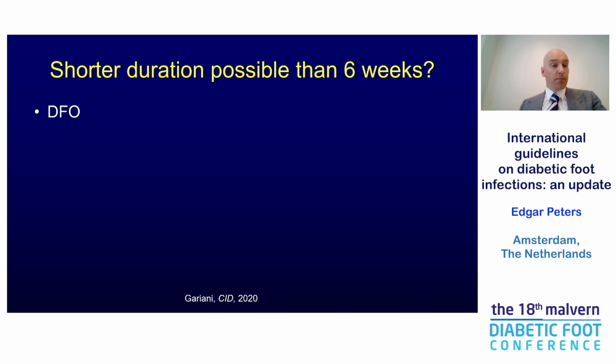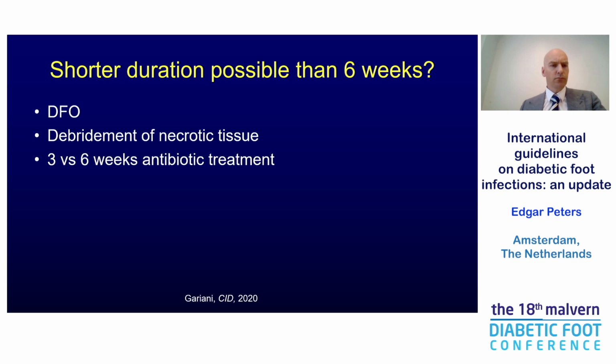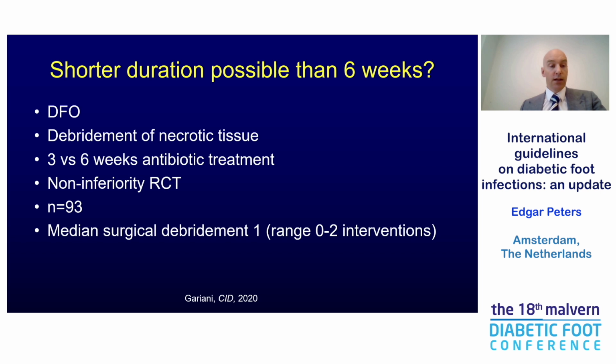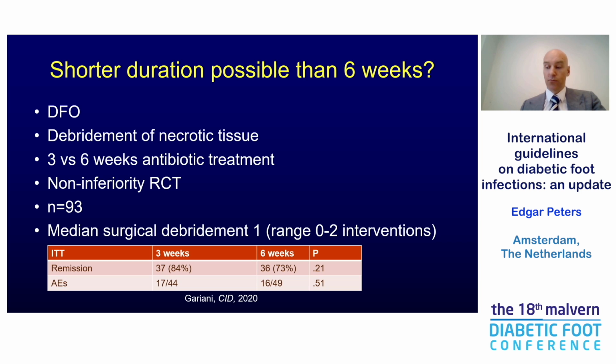They allowed some debridement of necrotic tissue. They randomized patients into 6 or 3 weeks of treatment. It was designed as a non-inferiority randomized controlled trial in 93 patients, and the median number of surgical debridements in each group was 1, ranging from 0 to 2.